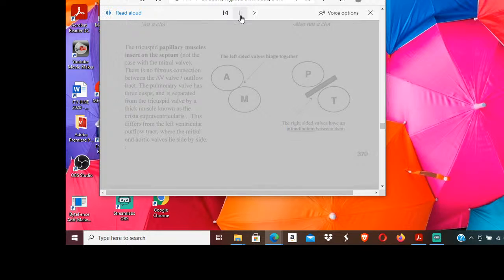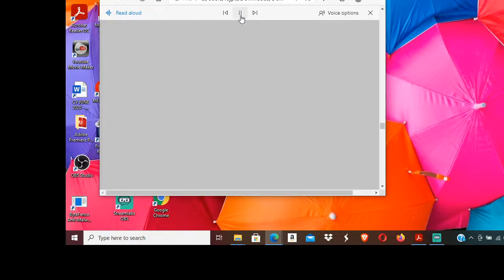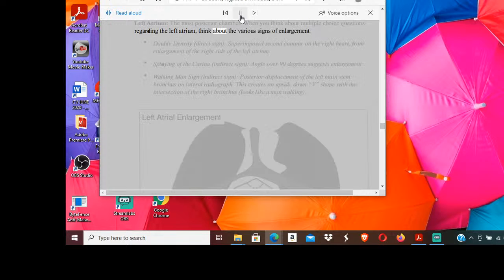370. Left atrium, the most posterior chamber. When you think about multiple choice questions regarding the left atrium, think about the various signs of enlargement. Double density, direct sign: superimposed second contour on the right heart, from enlargement of the right side of the left atrium. Splaying of the carina.